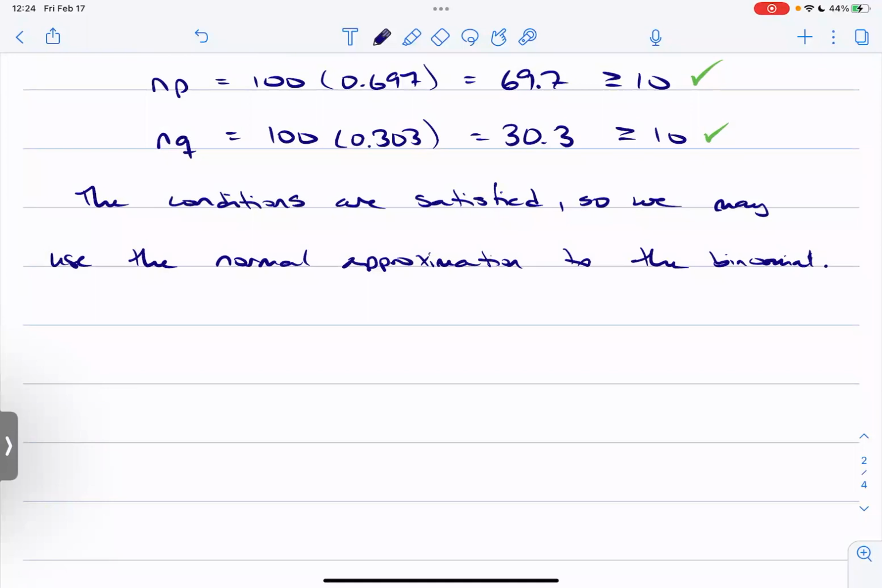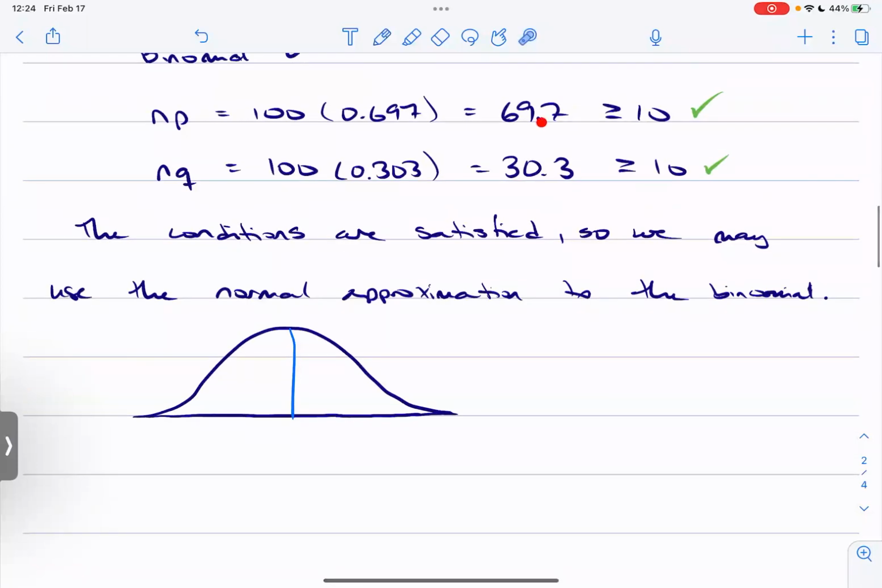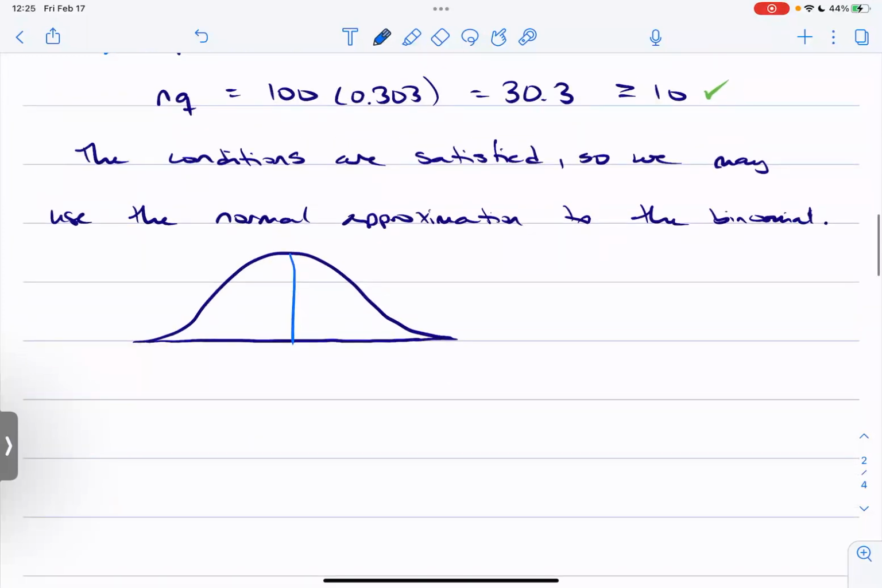All right, so what does that mean? How can we use this normal approximation to the binomial? Well, if we go ahead and draw our normal curve, we just decided that the mean is 69.7, so mu, you've actually already calculated there. So mu is n times p, which is 69.7.